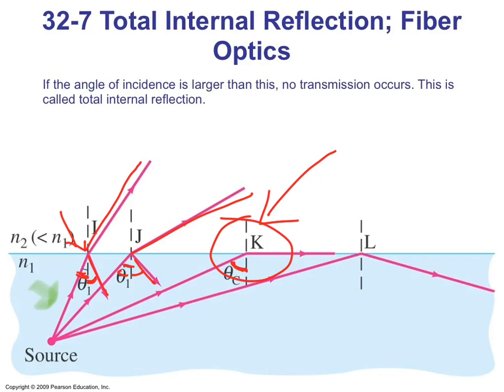What was Snell's law? N1 sine theta 1 is equal to N2 sine theta 2. Take this as air, and take this as glass or water, whatever. Why am I saying take this as air? What is the refractive index of air? 1. Apply it, and you get a brand new formula. I'll let you do it and then I'll write it.